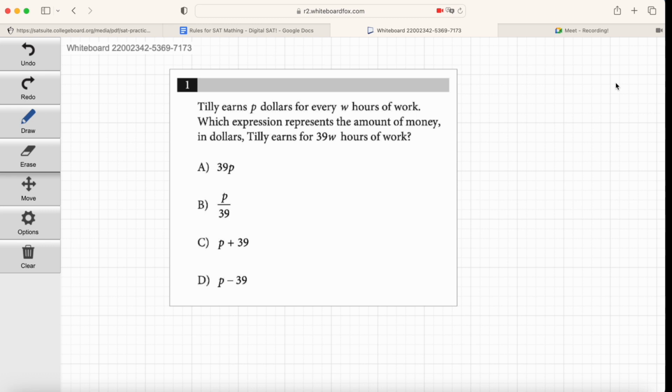What are we solving for here? Tanner, do you have any idea? An expression based off of the numbers given to find the amount of dollars. Yeah, the amount of dollars that Tilly's earning for 39 W hours of work.